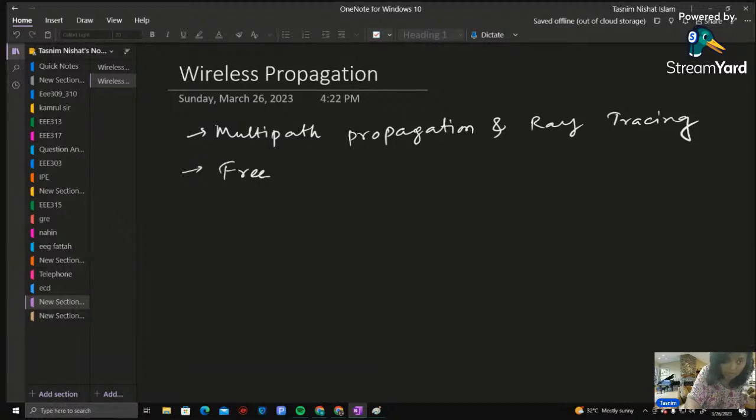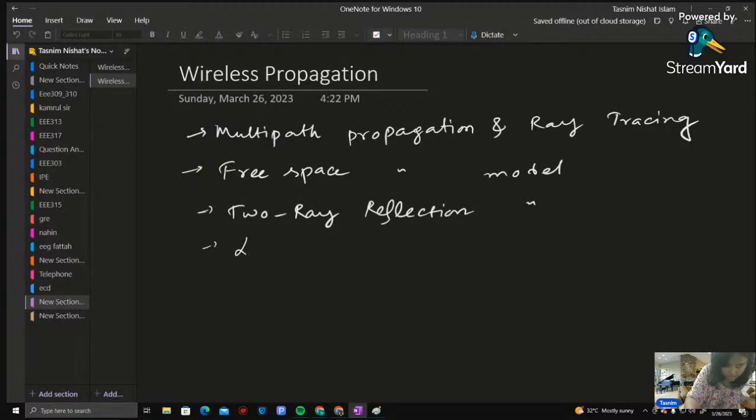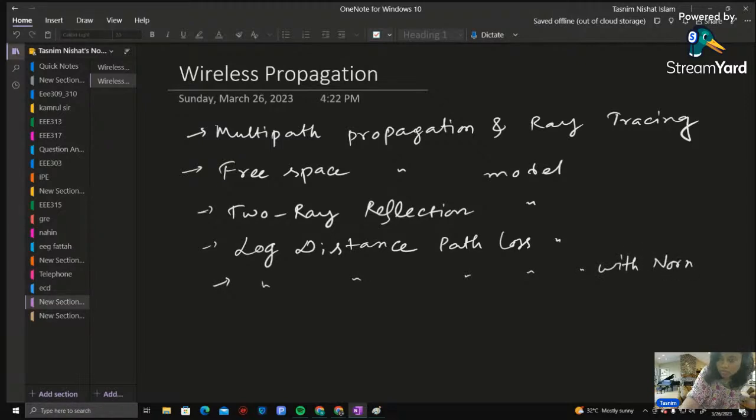We have the free space propagation model. Then we have the two-ray reflection model. Then the log distance path loss model. Then the log distance path loss model with normal shadowing.